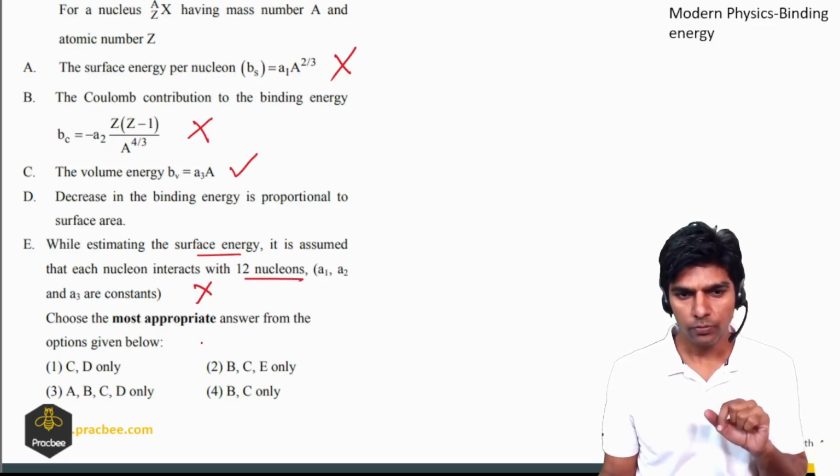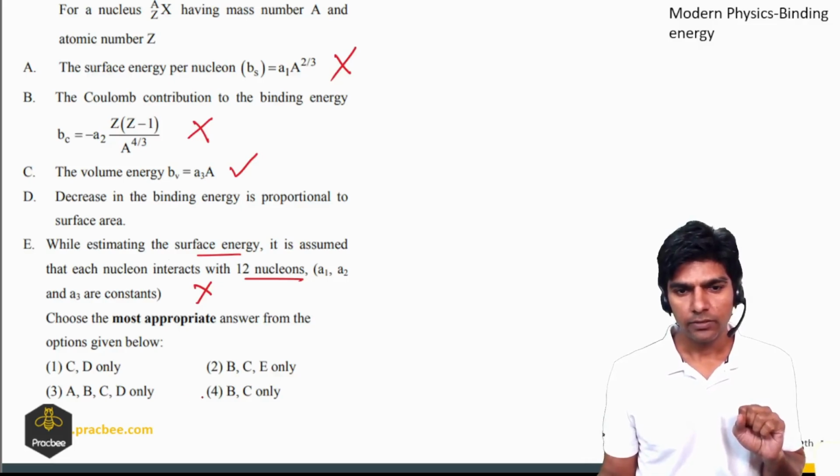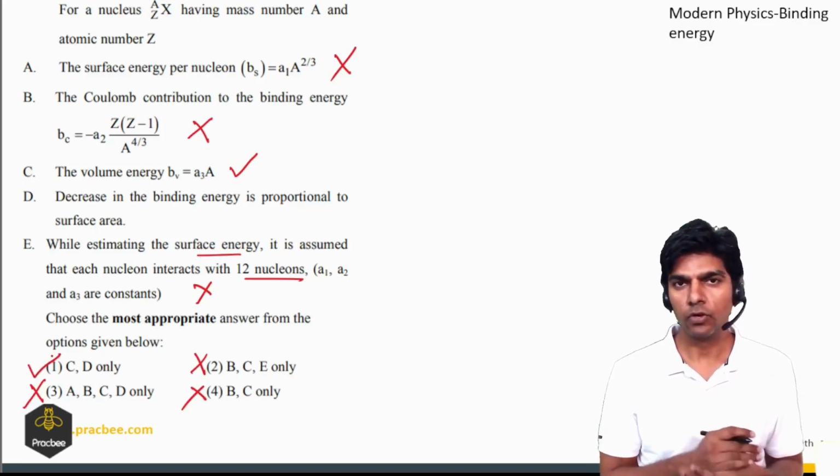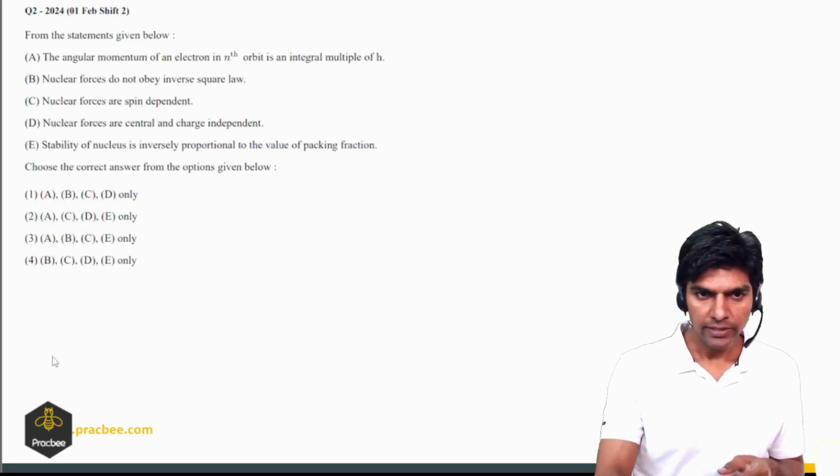Now if you look at the options, let us use the elimination technique. So option A is incorrect, since A is coming in statement 3. Option B is also incorrect. So 2 and 4 are incorrect. So we can say the most appropriate answer would be option 1. Now let us see the next question.